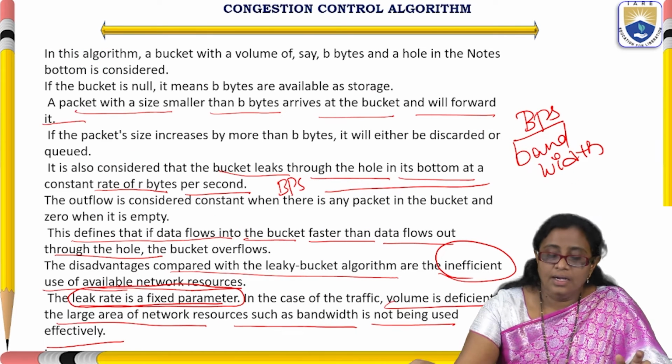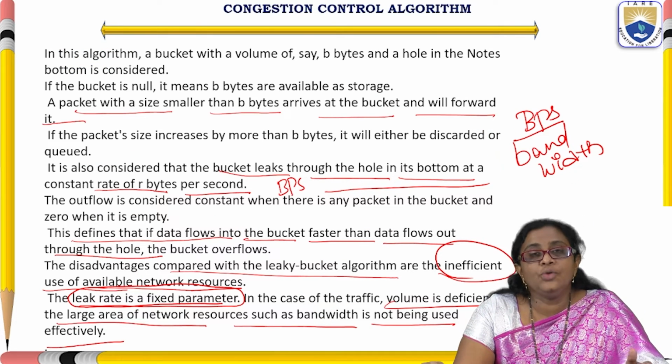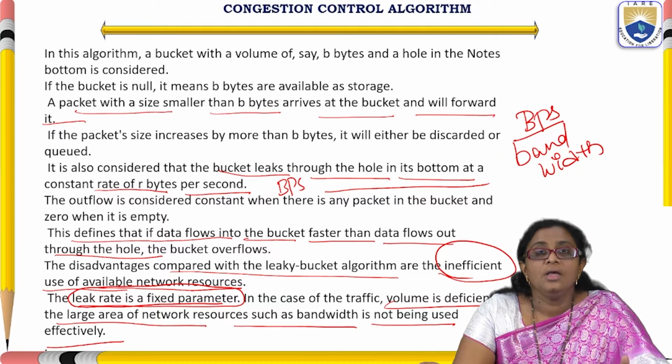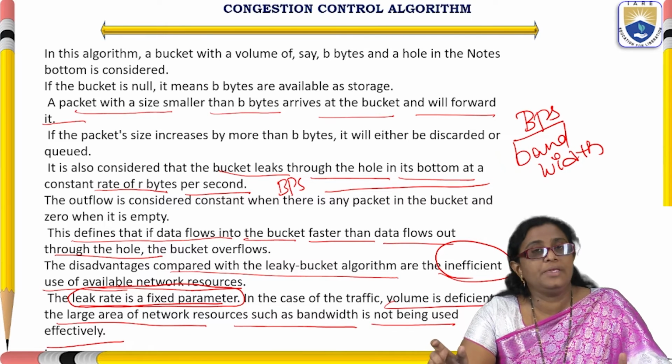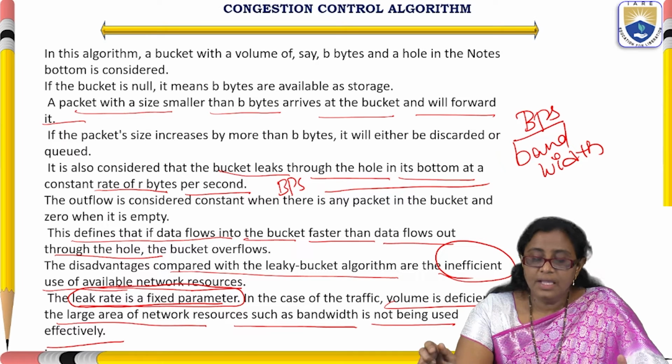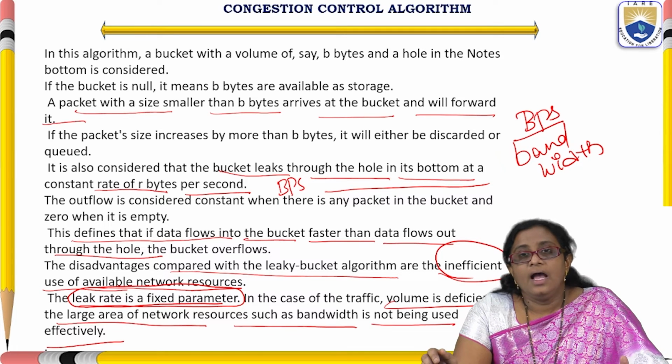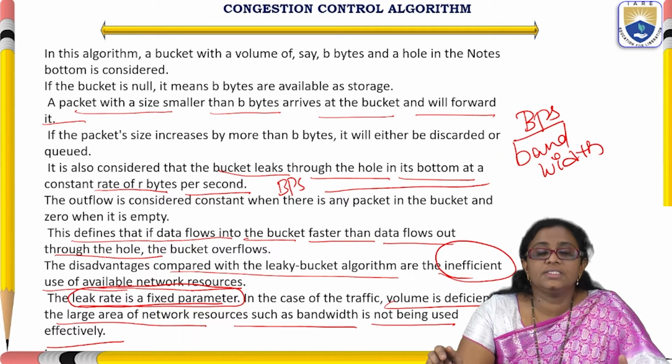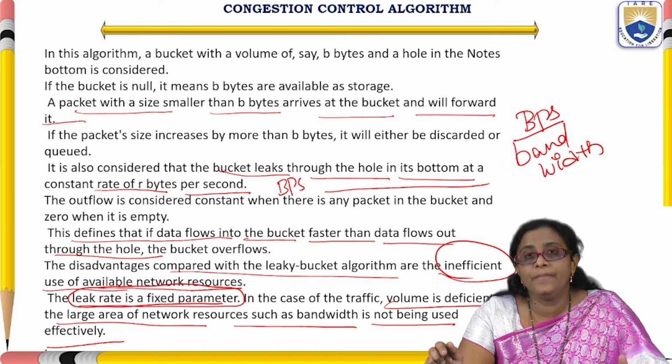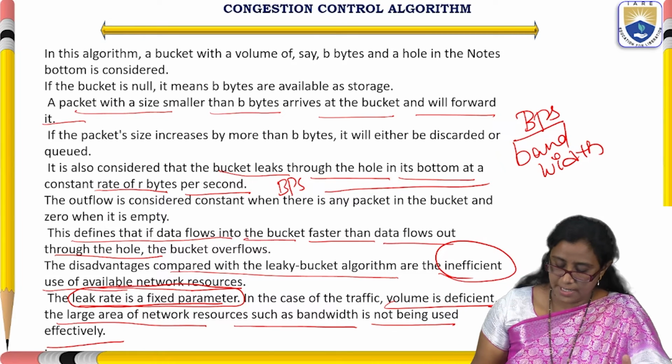So here the volume is deficient. Volume we are not able to express, identify or estimate. Hence, the volume is deficient. And the larger area of network resources such as bandwidth is not being used effectively.